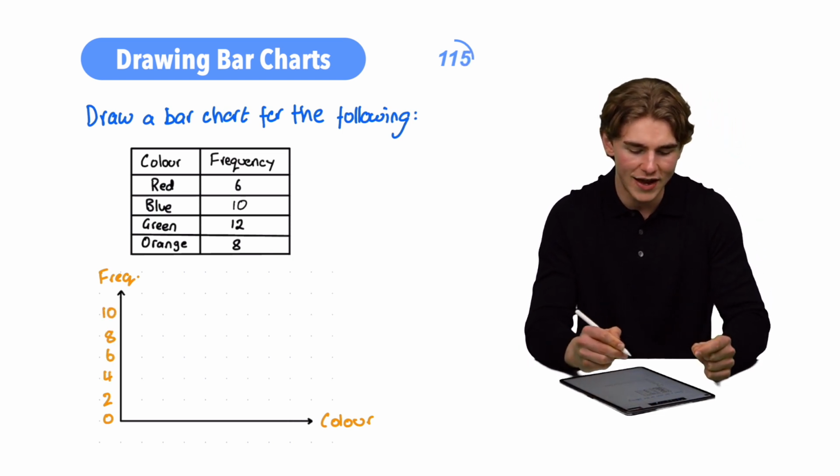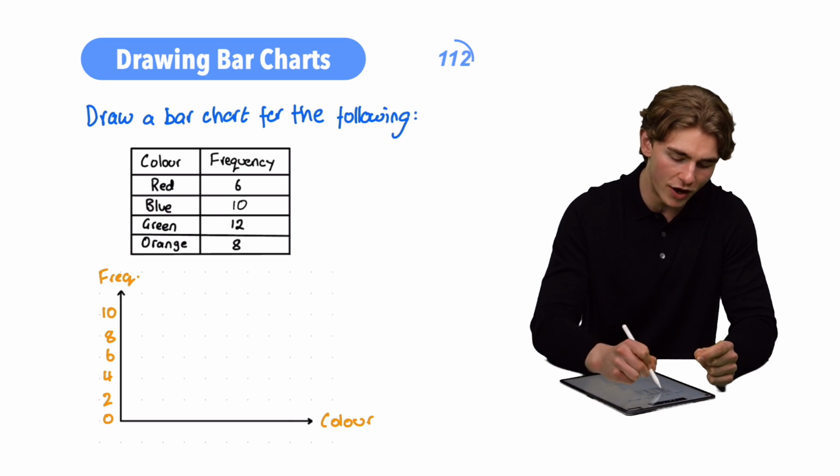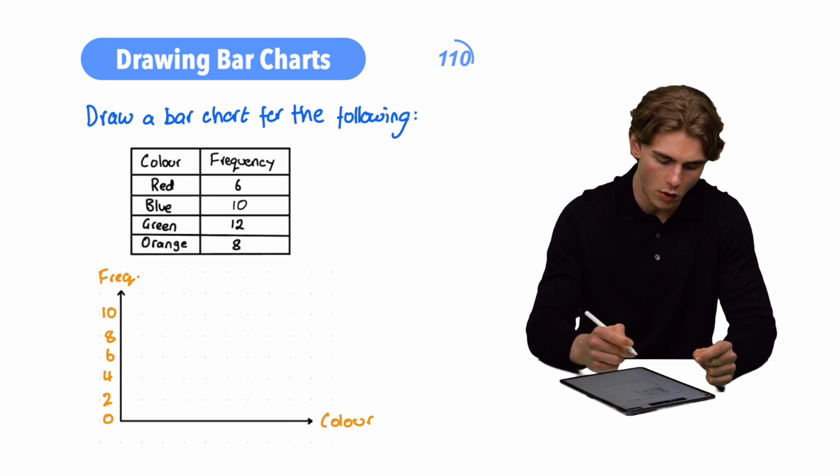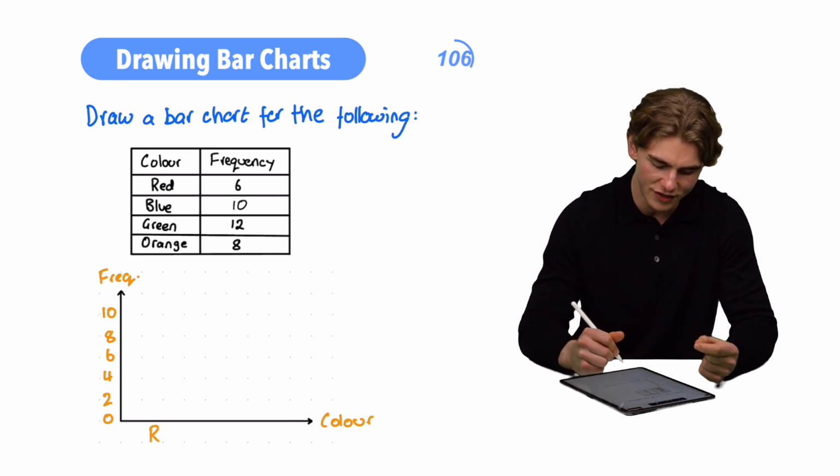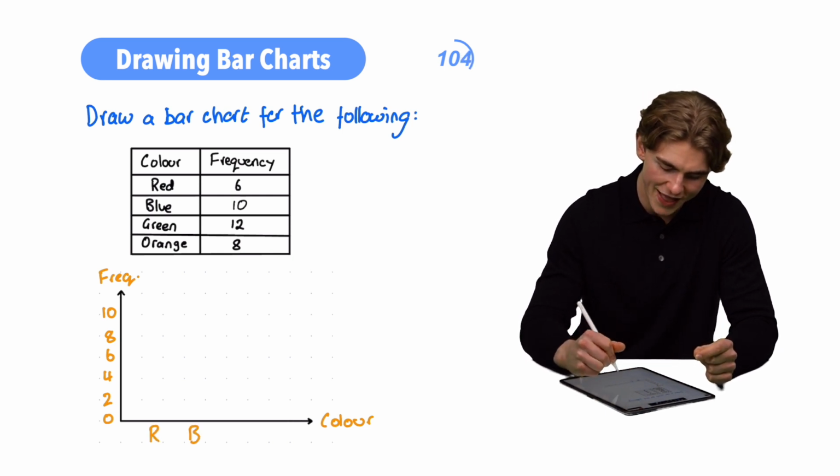Next, we're going to draw in the spaces in which our color bars are going to go. So let's have our red one first. So we have R there. That's going to be the box dedicated to that. Then we're going to have our blue. Let's put B for that. Then we're going to have green. Let's do G for that. Then we're going to have orange. Let's do O for that.